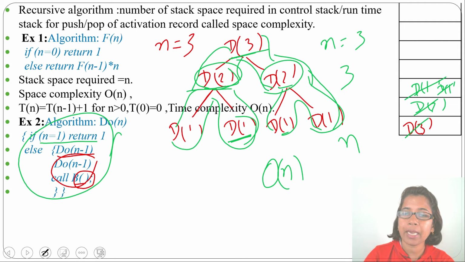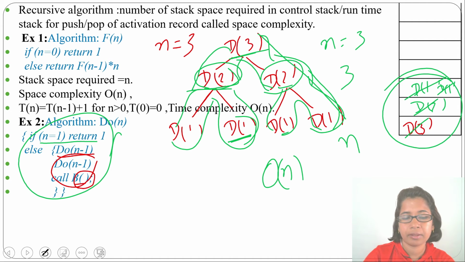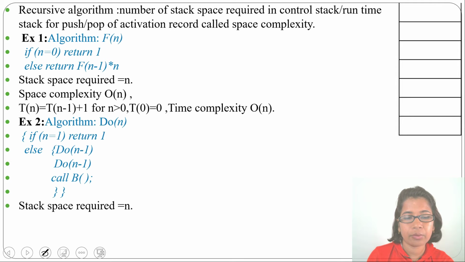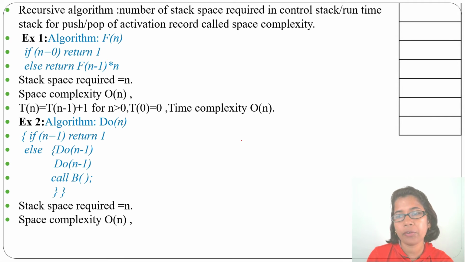We are popping, again we are reusing that space. That's why for this we are using n stack space. So for this algorithm, we require n stack space. So we can say space complexity is big O of n.